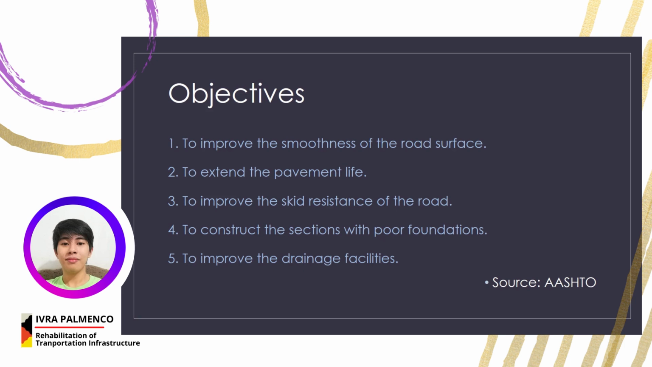Then, number three, to improve the skid resistance of the road. Skid resistance is an important pavement safety evaluation parameter because poor skid resistance can lead to skidding accidents or result in inadequate braking distance during emergency, which often may lead to loss of life, damage to property, or serious injury.